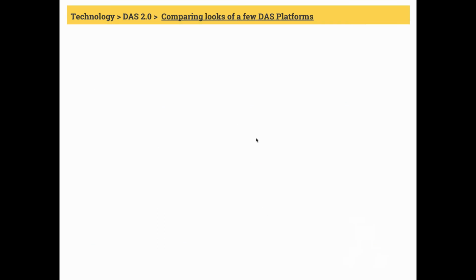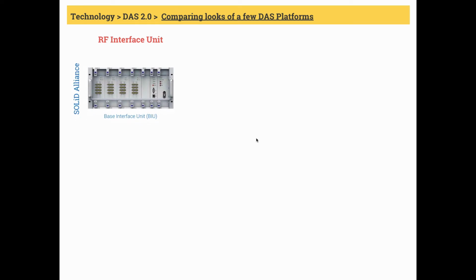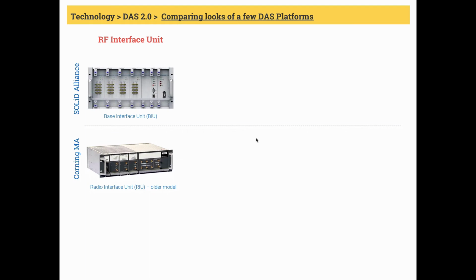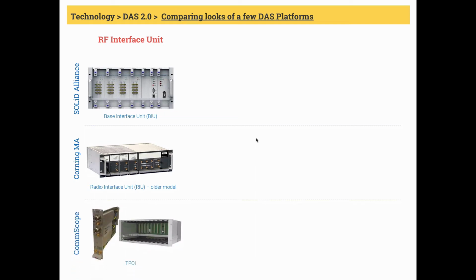Now let's look at some real-life devices or electronics, how they look. We're going to start with the RF interface unit. In Solid, this is the BIU. This is how it looks, the base interface unit. In Corning, it's the radio interface unit, which we are calling the RF interface unit. It's a little bit older model. In CommScope, this is the TPOI. That's the card, and that goes into a chassis.